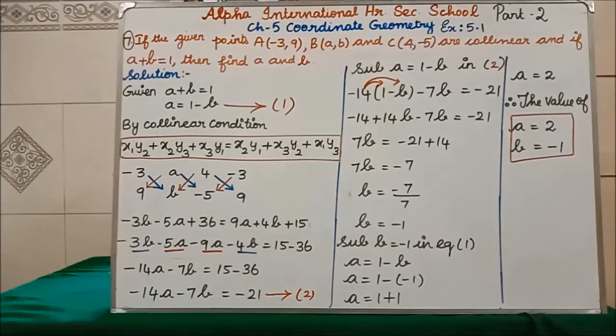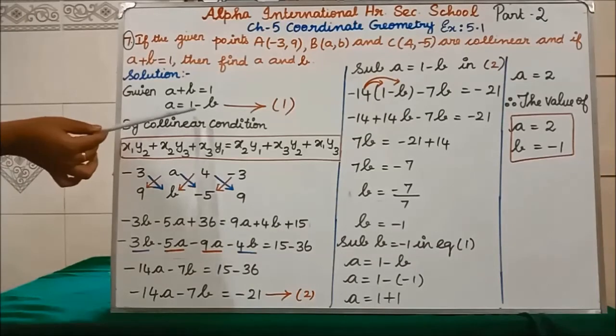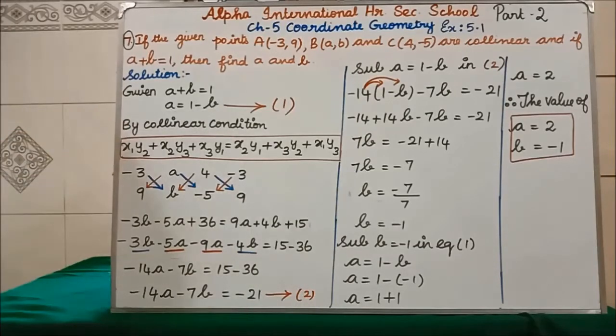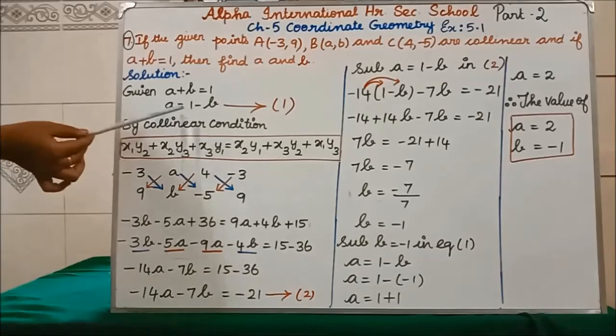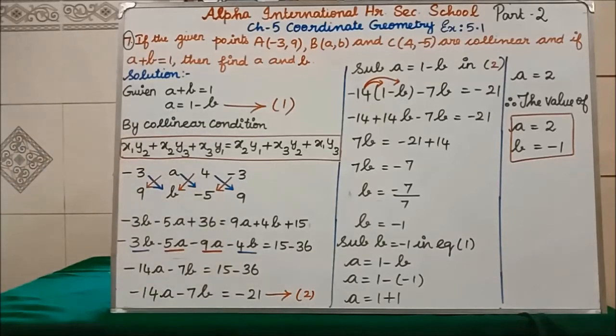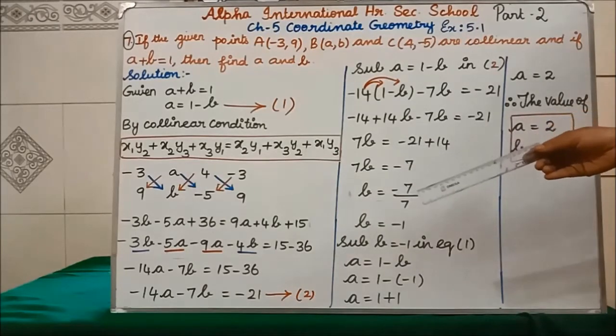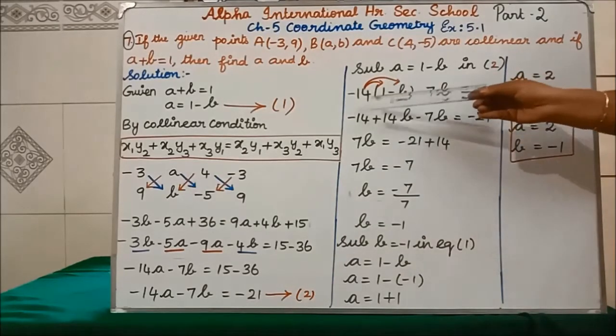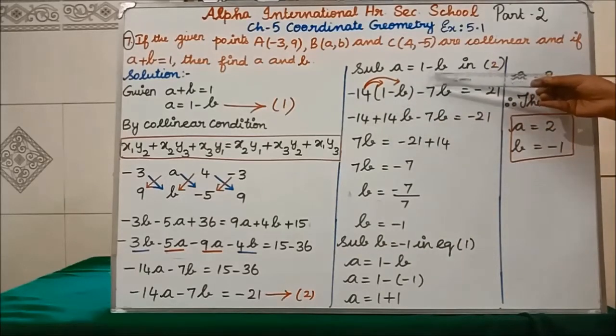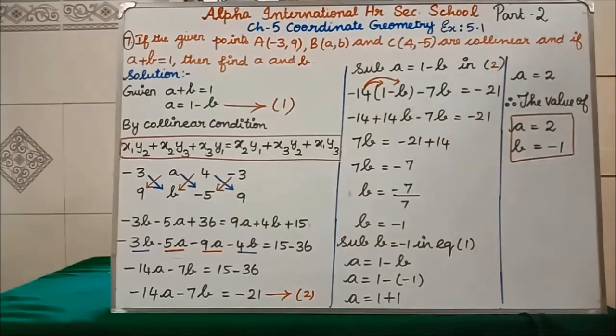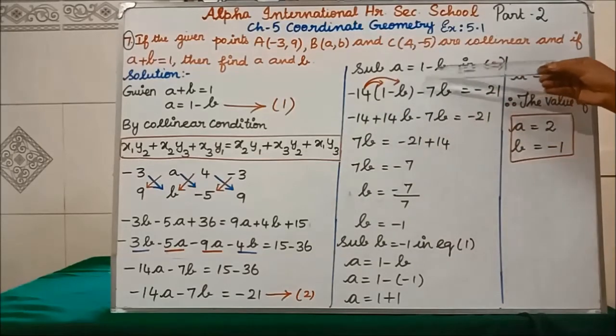Okay. Now the next step, a equal to 1 minus b we are having, isn't it? So in the place of a we are going to apply this. Here that only I have written. See here. Substitute a equal to 1 minus b in equation 2. What is our 2? -14a - 7b equal to -21. See, instead of a, what are we having? 1 minus b. Clear? -7b equal to -21. Remaining everything we are writing the same only. Instead of a we are writing 1 minus b.